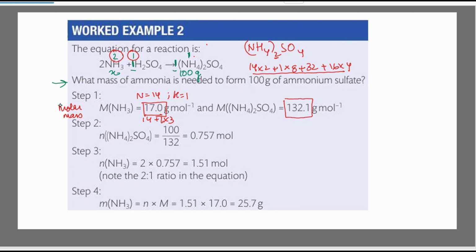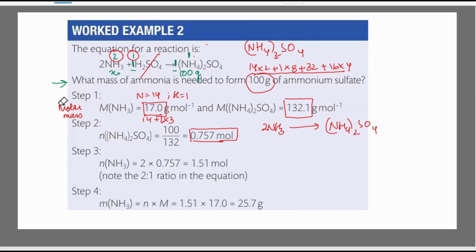Okay, now the next step is that whatever is given to you, you have to convert that into moles. So 100 grams of ammonium sulfate is given to you, and I will be converting that into moles. So 100 divided by 132, these many moles are there. Now I have to find out the mass of ammonia. Let's ignore sulfuric acid because they haven't asked anything related to sulfuric acid. Now, having the ratio form, we know that we have 0.754 moles of ammonium sulfate, because the ratio is 2 to 1.